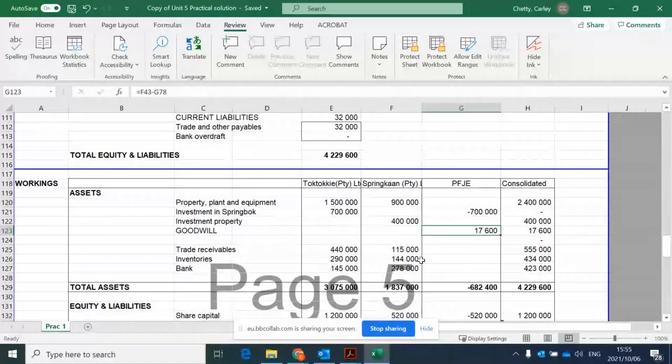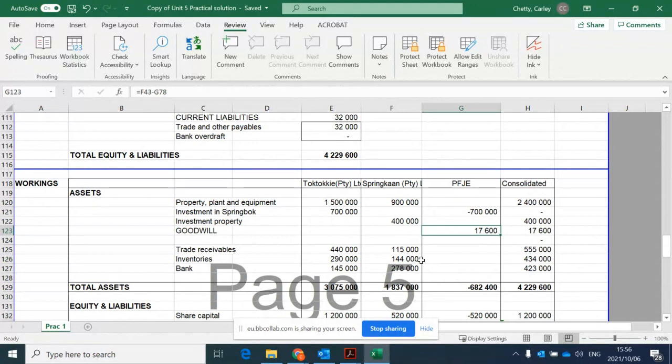So because this acquisition took place on the 1st of January, and now we're preparing the financial statements at 31 December, a whole year has gone by. So we need to amortize this goodwill. So in this situation, it is correct to show goodwill of 22,000 Rand less the amortization of the goodwill. Okay, does that answer your question? All right, thanks, ma'am.